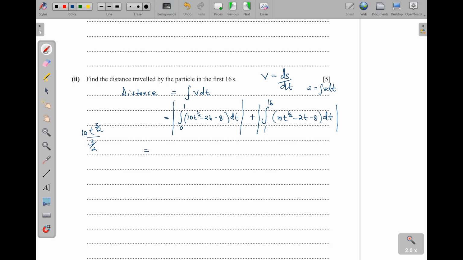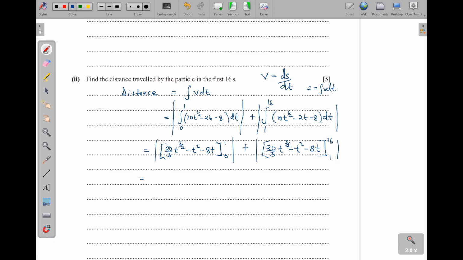Then this one will somersault, it will come up. So 10 times 2, that is 20, then 20 over 3. That is what we are going to have here, 20 over 3, then t power 3 over 2, then minus, this will be t squared, then minus 8t. And then we shall have 1, 0. So the same thing we shall have here, the modulus of 20 over 3, then t power 3 over 2 minus t squared, then minus 8t. Okay, then this is from 1 to 16.